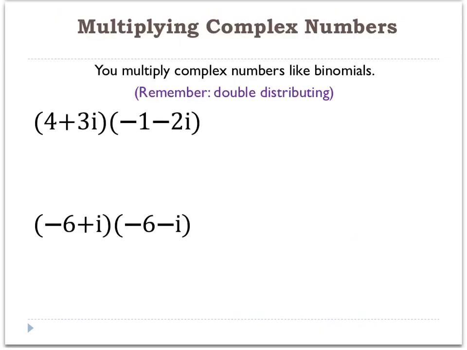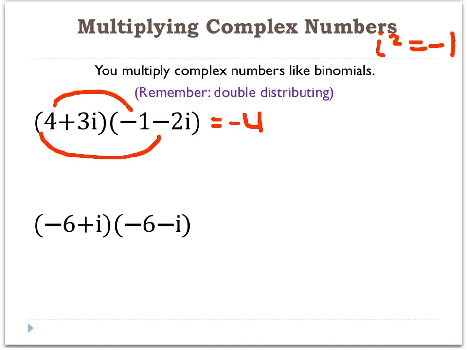So multiplying works exactly the same way, except we want to constantly remember that i squared equals negative 1. That's going to happen a lot whenever we're multiplying. So you just double distribute. 4 times negative 1 is negative 4. 4 times negative 2i gives me negative 8i. And now I'm going to do the next one. 3i times negative 1 is negative 3i. And then I have 3i times negative 2i, which is negative 6i squared.